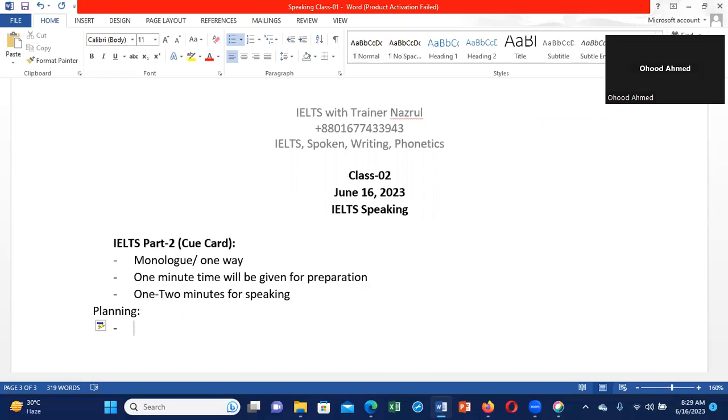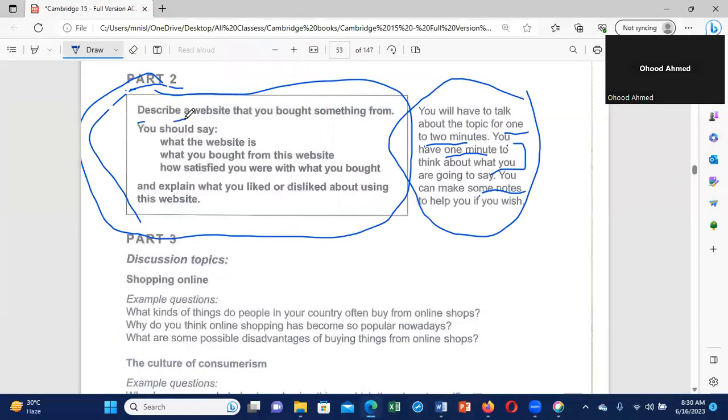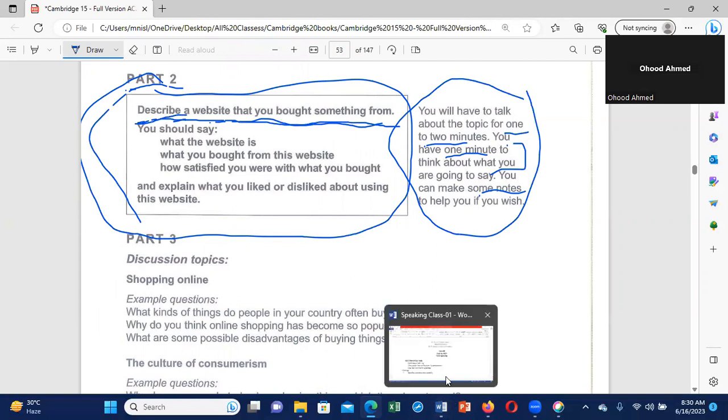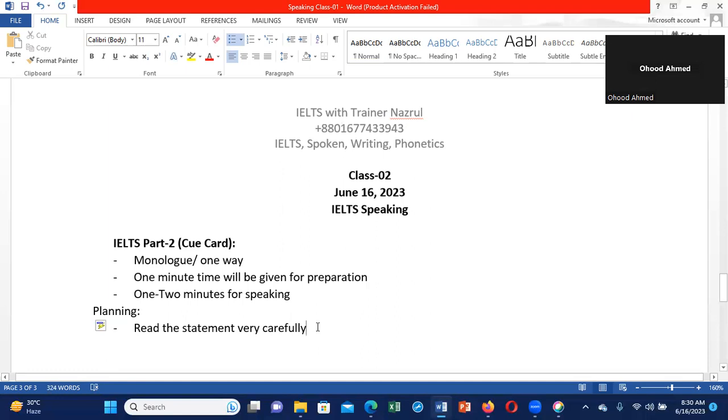For your preparation, step number one: read the statement very carefully. Let me show you what the statement is. This is the statement. Can you see? Could you please read what's written here? Describe a website that you bought something from. You should say what the website is. This is the statement. Read the statement very carefully. Identify the topic and tense.